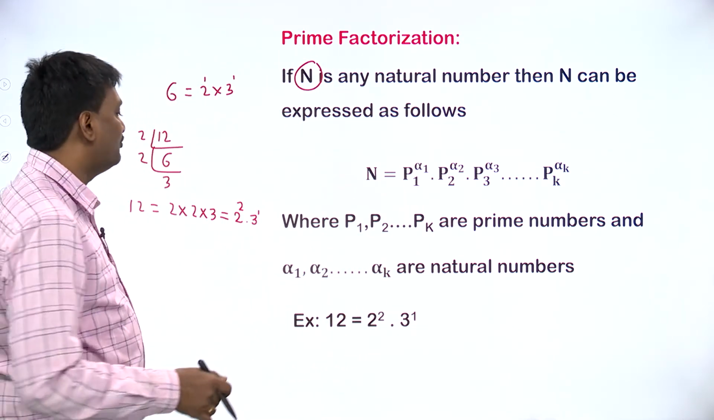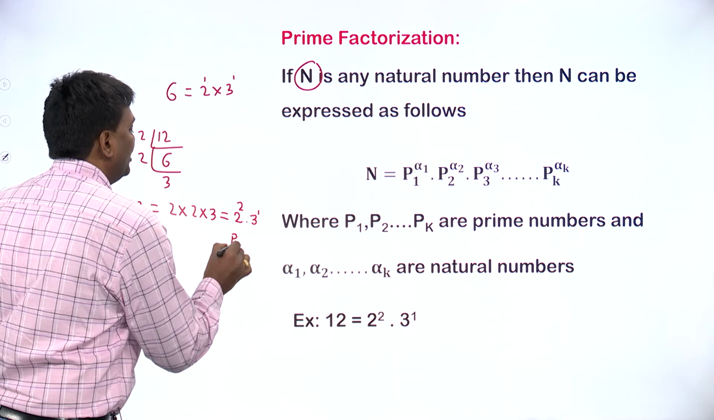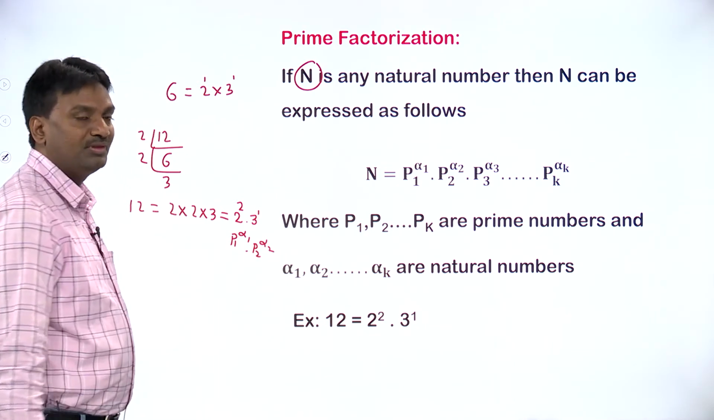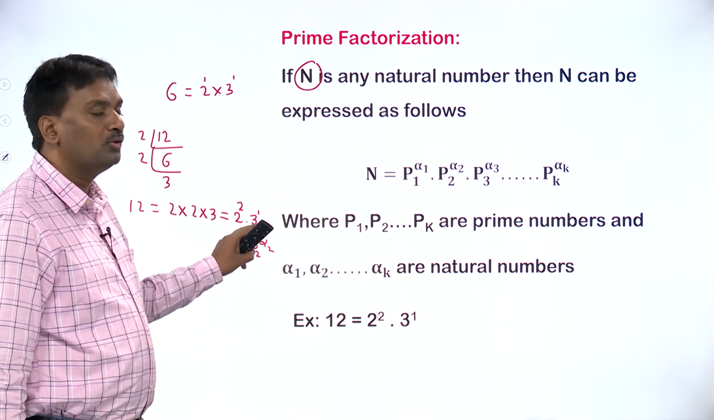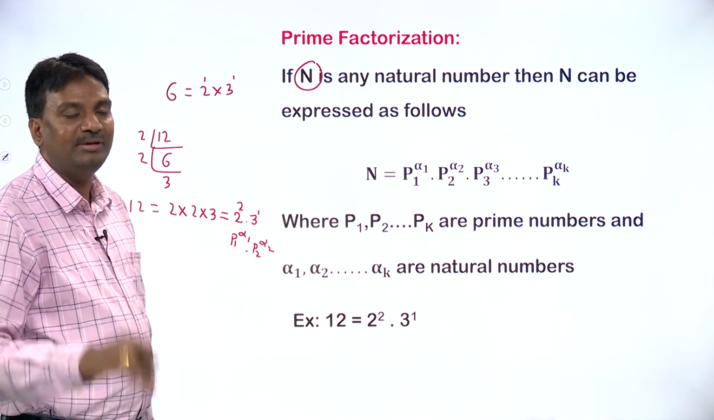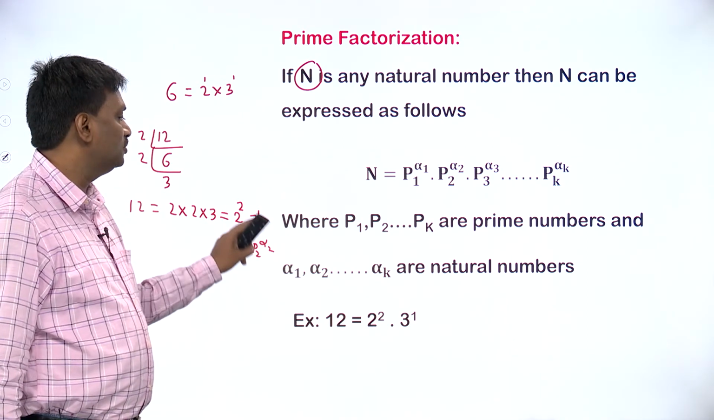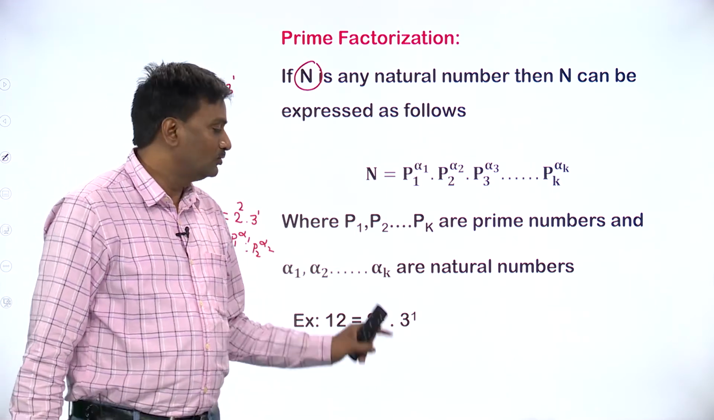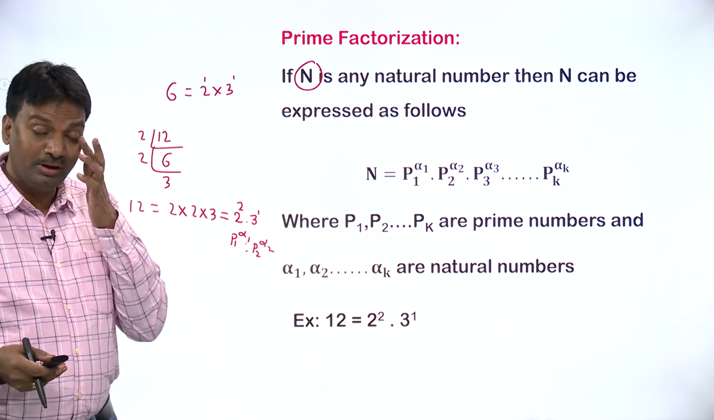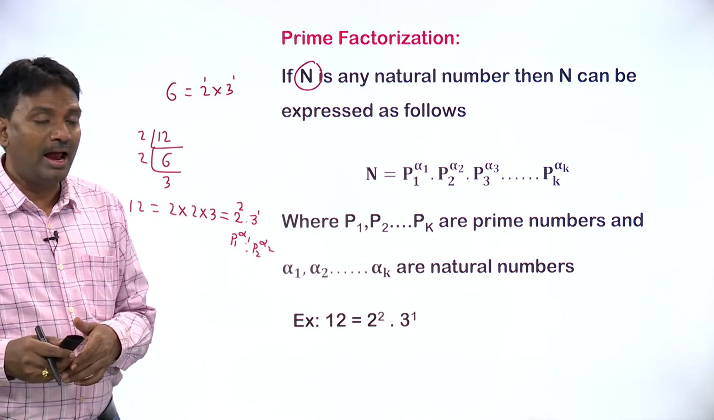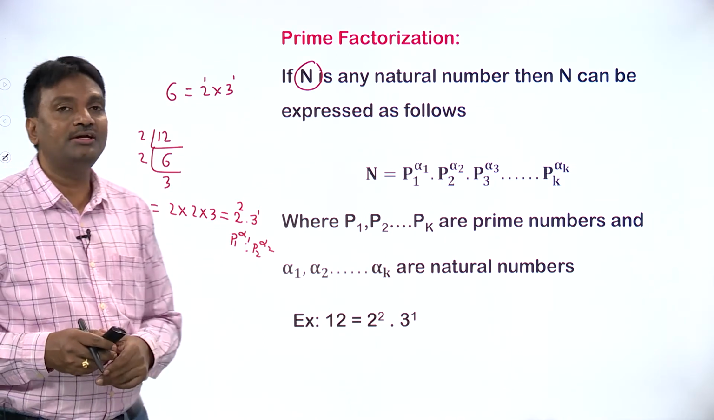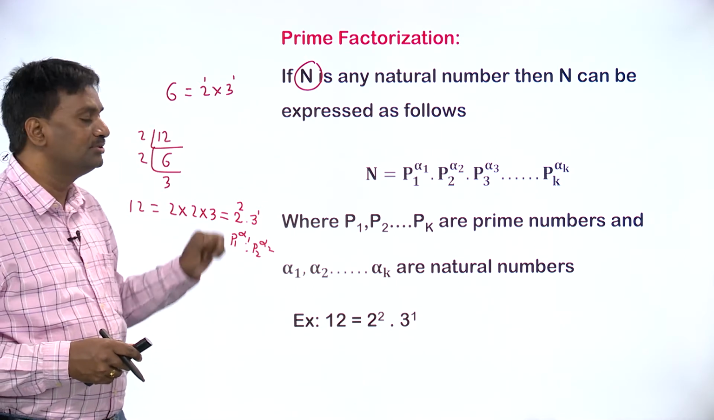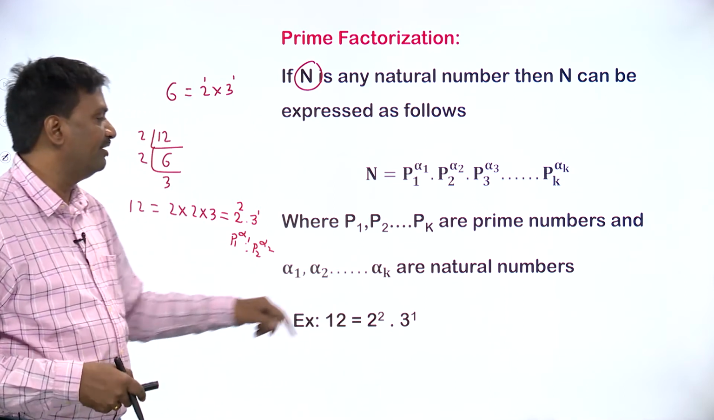Now, this is in the form of p1 power alpha 1 into p2 power alpha 2, where p1 equal to 2, p2 equal to 3, clearly they are prime integers. Alpha 1 equal to 2 and alpha 2 equal to 1, they are natural numbers. So, 12 is a natural number and we can express that as 2 square into 3 power 1. So, the prime factorization of 12 is 2 square into 3 power 1.